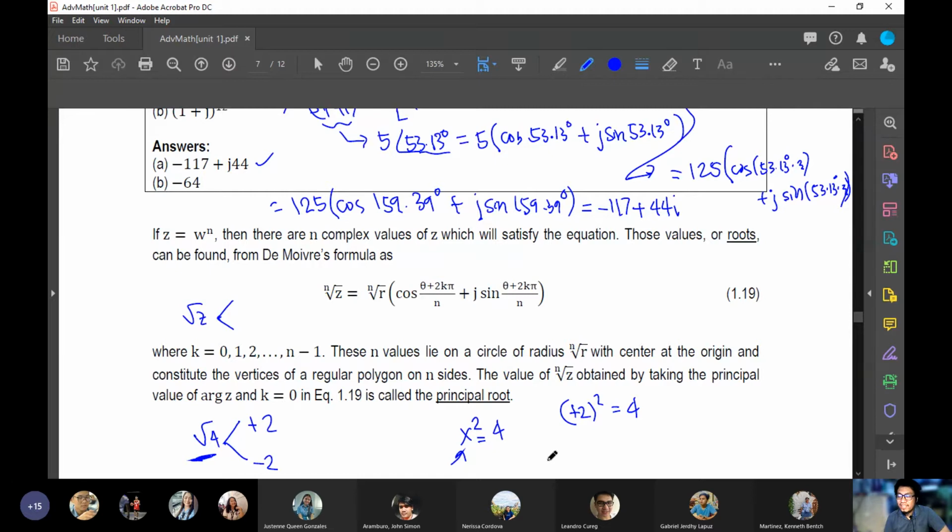Is this correct? Positive 2 squared is 4. And in the same manner, negative 2 squared equals 4. Is that correct? So, that is what I mean with this one. Pag naghanap kayo ng square root, there will be two answers. In the same manner, if you're looking for the cube root of z, you're looking for three values that would satisfy this.